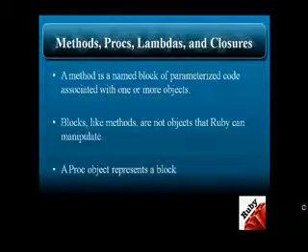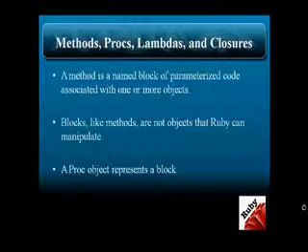Methods. A method is a named block of parameterized code associated with one or more objects. A method invocation specifies the method name, the object on which it is to be invoked, and zero or more argument values that are assigned to the named method parameters. The value of the last expression evaluated in the method becomes the value of the method invocation expression.